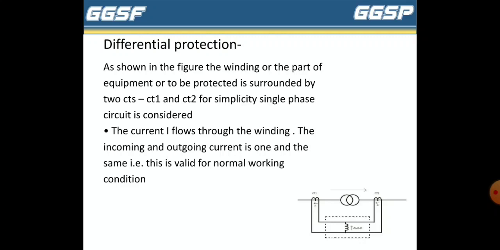As shown in the figure, the winding or the part of equipment to be protected is surrounded by two CTs, CT1 and CT2. For simplicity, a single phase circuit is considered. The current I flows through the winding. The incoming and outgoing current is one and the same, that is, this is valid for normal working condition.